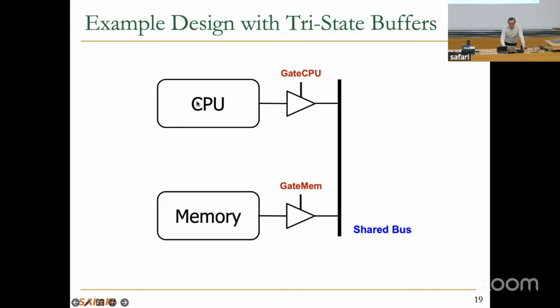So in this particular case, the CPU is connected potentially to the shared bus. Memory can also be connected, but by designing the control logic such that at any given time, at most one of these control signals is enabled, you ensure that either the CPU puts a value onto the bus or memory puts a value onto the bus, but not both at the same time, right? So why is this useful? The CPU can put some value and then send the value to memory.